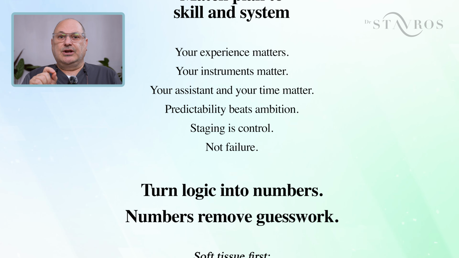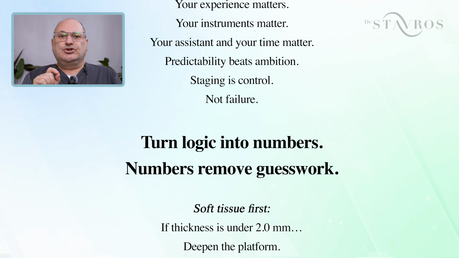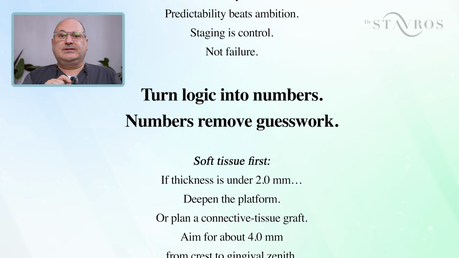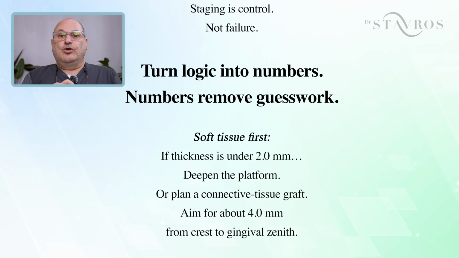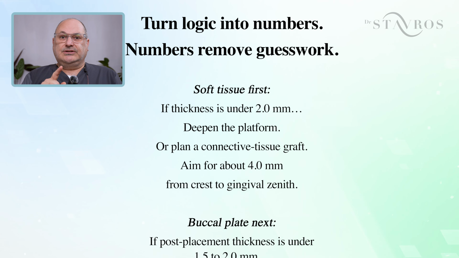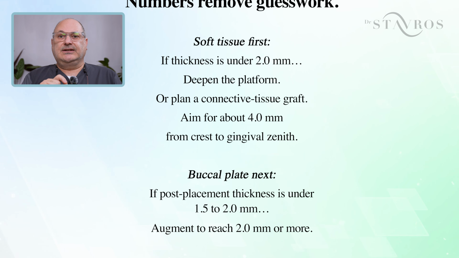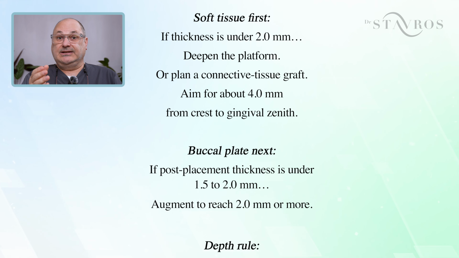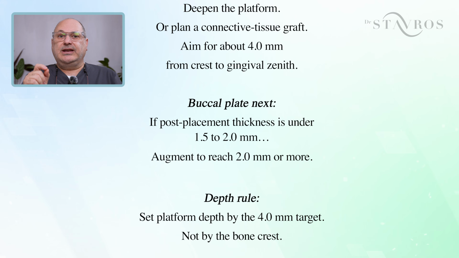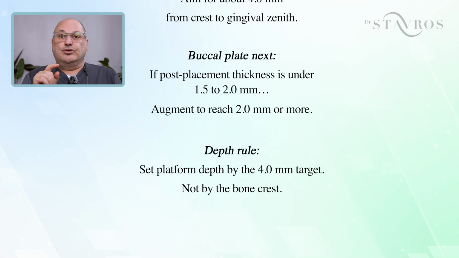Quantify and execute. Turn logic into numbers. Numbers remove guesswork. Soft tissue first. If vertical thickness is less than 4 mm, you have to deepen the platform or plan for connective tissue graft. Aim for about 4 mm from crest to gingival zenith. Buccal plate next. If post-placement thickness is under 1.5 to 2 mm at least, you have to augment to reach the 2 mm or more. The depth rule is we have to set the platform depth by the 4 mm target, not by the bone crest.